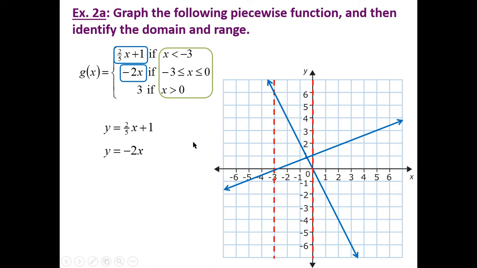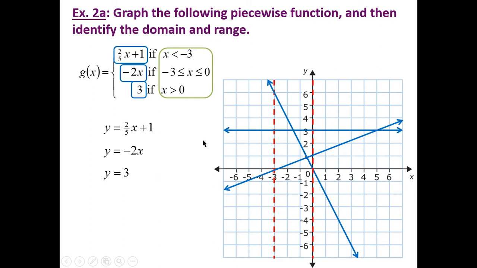And then our bottom equation, it just has a 3, and once again that'll be y equals 3. So we'll have to go up to 3 on the y-axis, and since there's no x, we know that means there's going to be a slope of 0, which means it's a horizontal line.